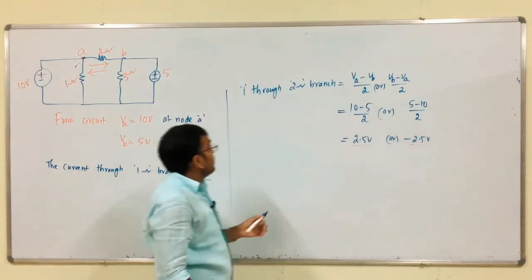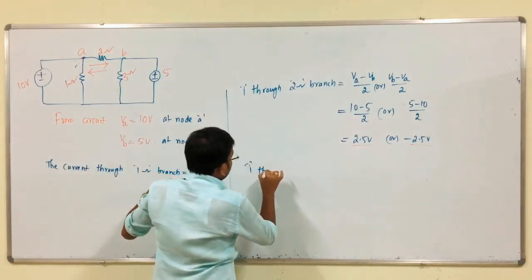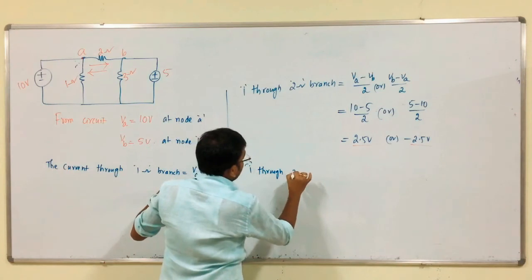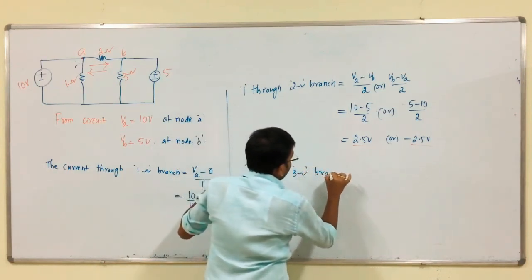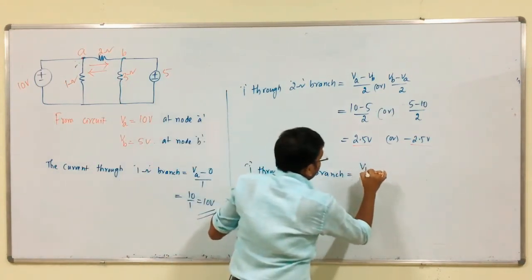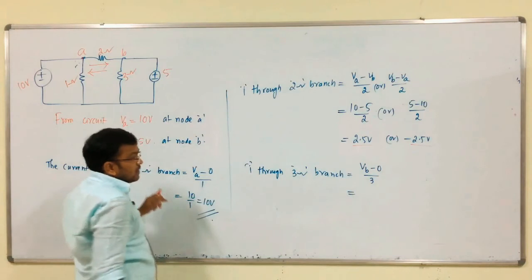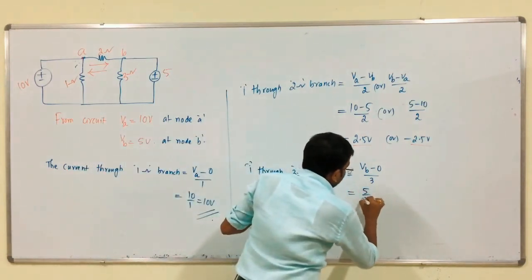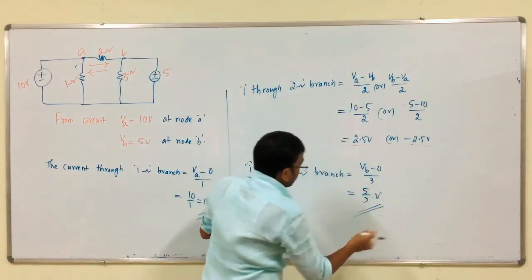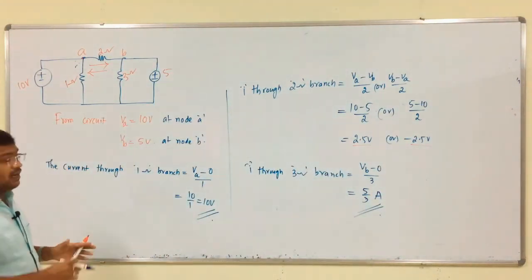Both are correct. Then the current through 3 ohm branch is equal to what? VB minus 0 by 3, which is equal to VB, that is 5 volts, 5 by 3 amps. So, like this we have to calculate the current through any branch.